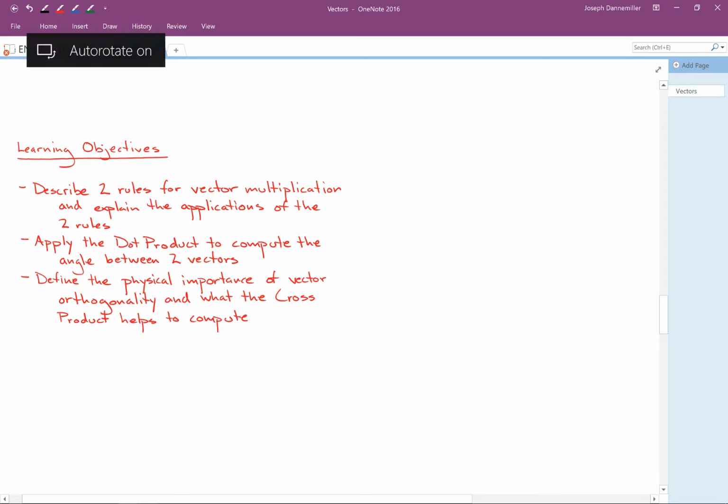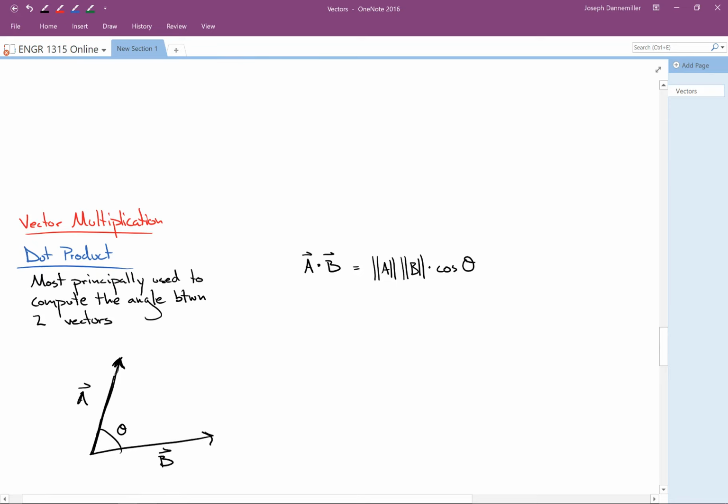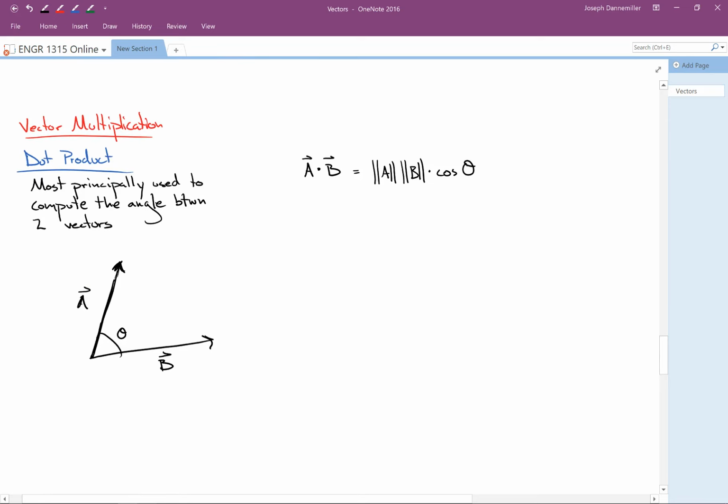Okay, so here we're going to continue our conversation on vectors. We're going to talk about vector multiplication. In the last one we did vector addition. Here we have two rules for vector multiplication, and they're important because they tell us different things, and they're used in different applications. The first one we're going to cover is called the dot product.